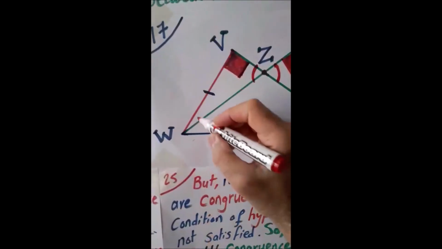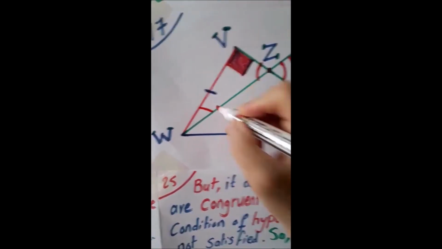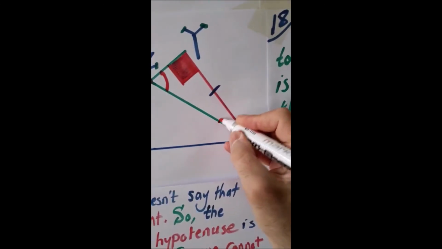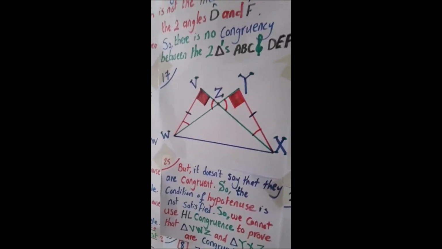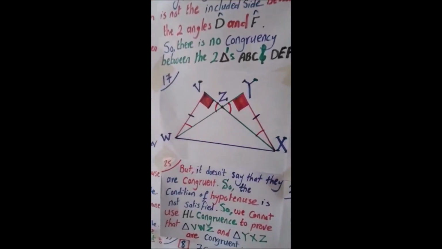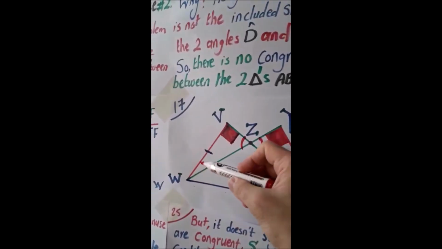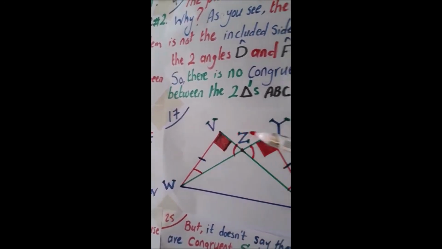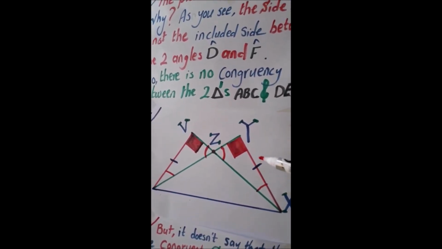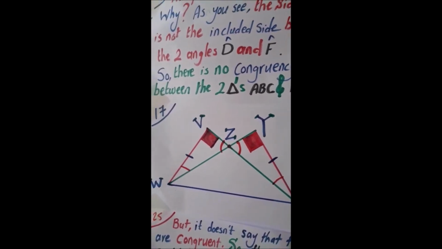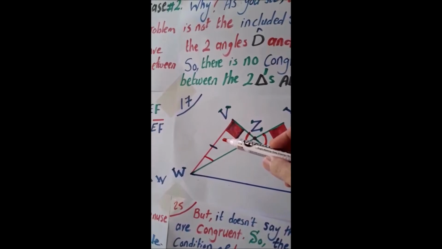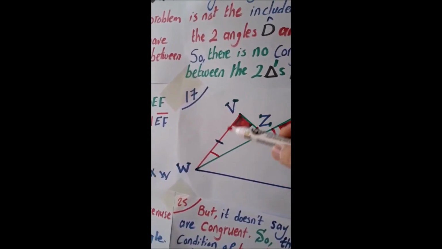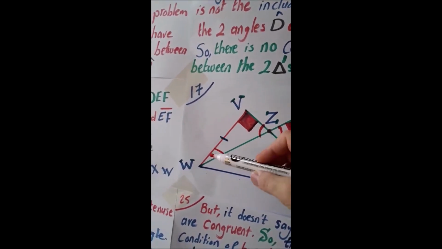If we say that this angle and this angle are congruent, now I want you to focus. What case do we have? Yes, I know you are clever. We have angle, side, angle. And the important thing is that we call them the legs. WV is the side included between these two angles.